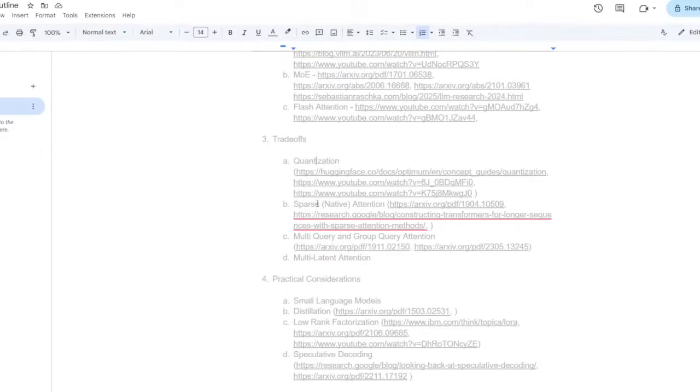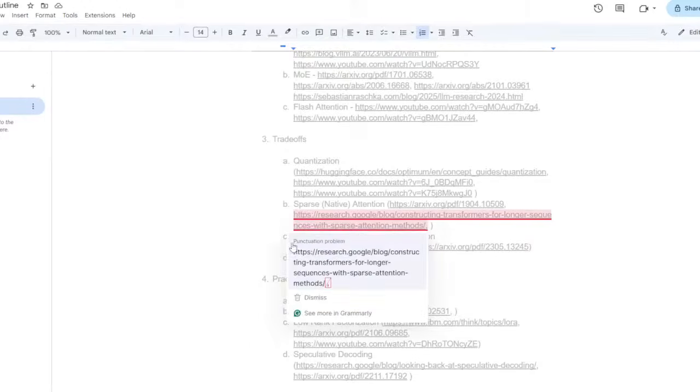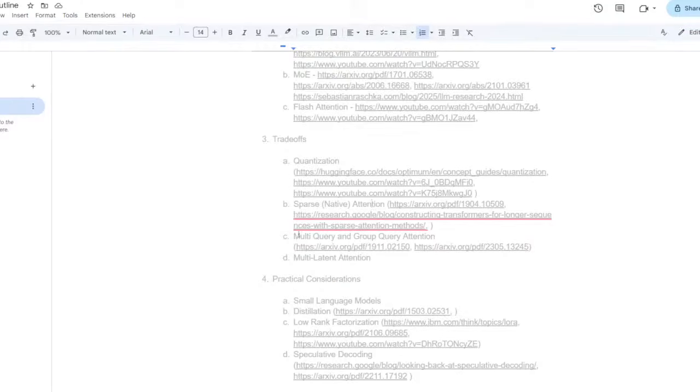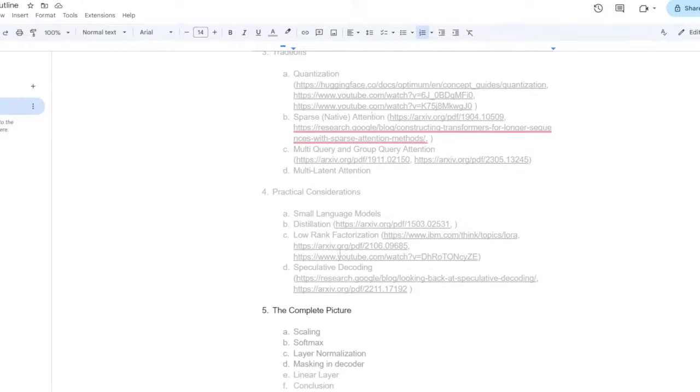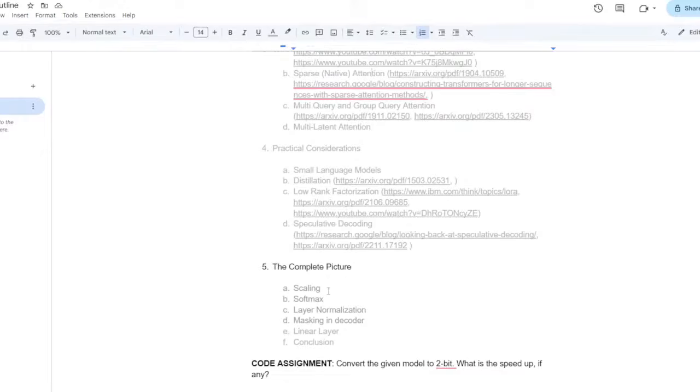We are going to look at various trade-offs of quantization. We were talking about multi-head attention, but there are various other forms also, like multi-query and group query attention. So it's a very exhaustive course, to be frank with you. It goes through some of the latest techniques also, papers from 2018, 2019, 2020.